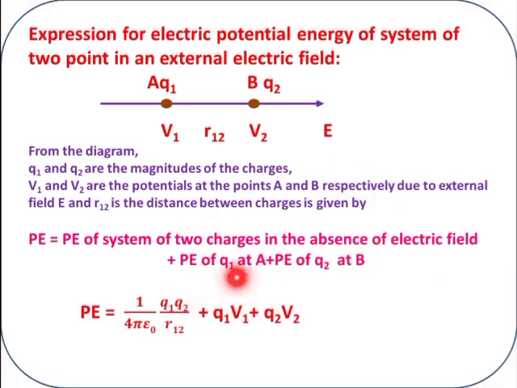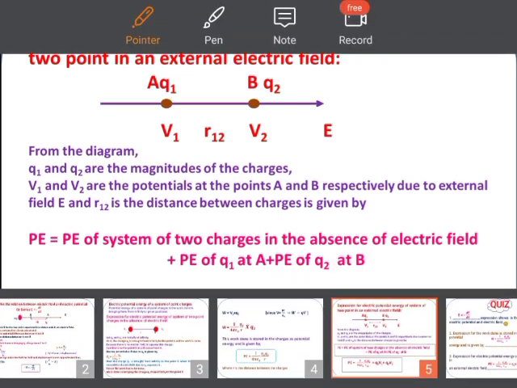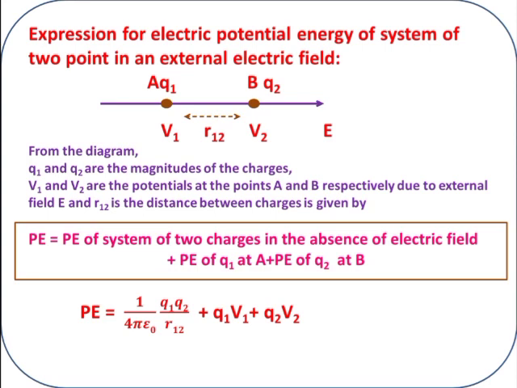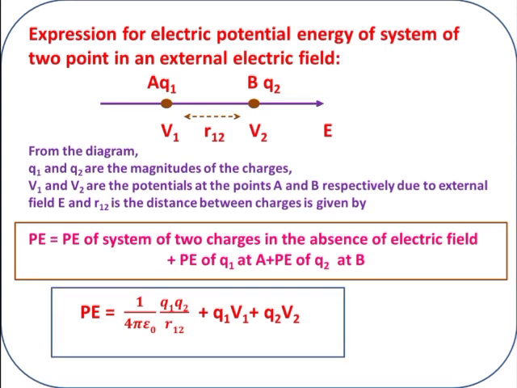The next one: PE of Q1 at A, that is Q1 into V1, plus PE of Q2 at B, that is Q2 into V2. So this is the final expression. These are the expressions for the potential energy due to the two charges in the presence of an external electric field. This is also very important for 2 or 3 marks. Practice all these expressions, as they will help you solve the numericals.